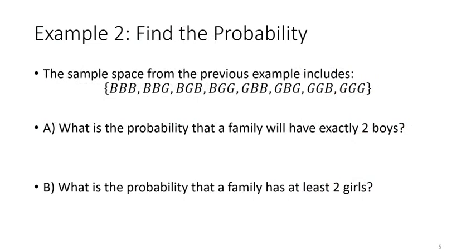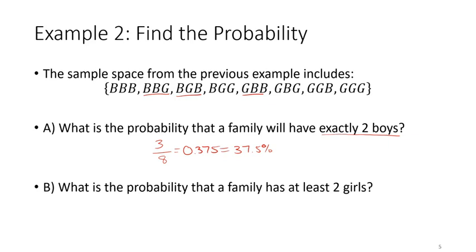So what's the probability that a family will have exactly 2 boys? So now that we've been able to write out all of the possible outcomes from this probability experiment, we can now identify which outcomes have exactly 2 boys. So here's 1, 2, 3. So there are 3 possible outcomes out of 8 total, which is equal to 0.375 or 37.5%. So there's a 37.5% probability that a family will have exactly 2 boys if they have 3 children.